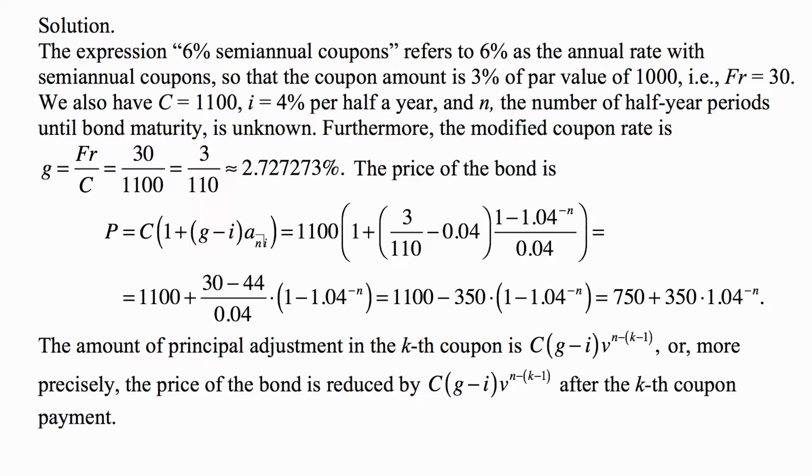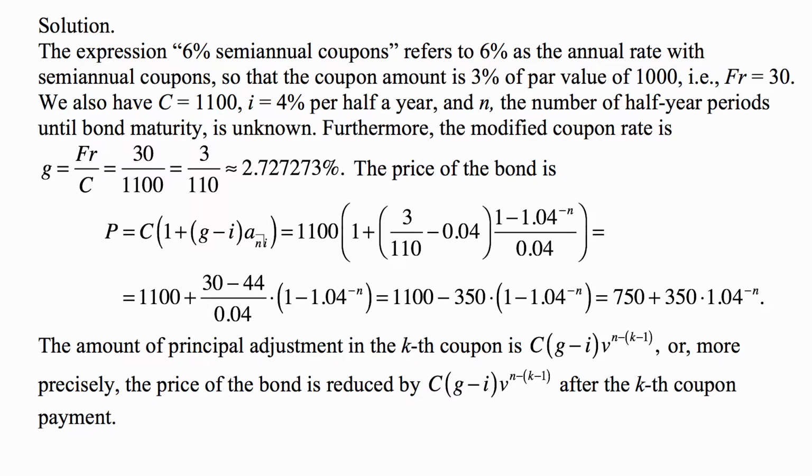The price of the bond, using the modified coupon rate formula, which is one of the formulas that you learn, is C times (1 plus (g minus i) a angle n), which is 1100 times (1 plus (3 over 110 minus 0.04), multiplied by a angle n), where a angle n is (1 minus 1.04 to the negative n) over 0.04.